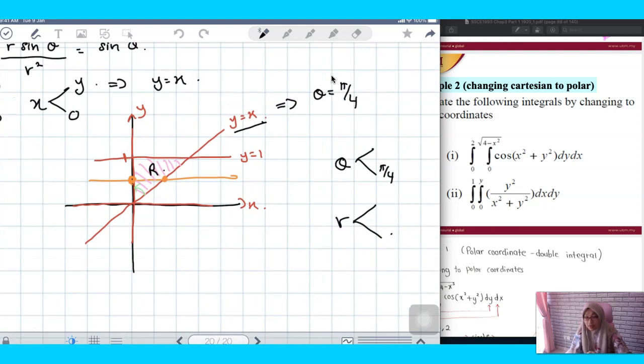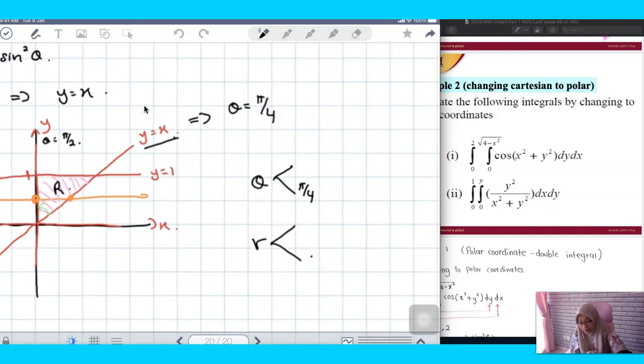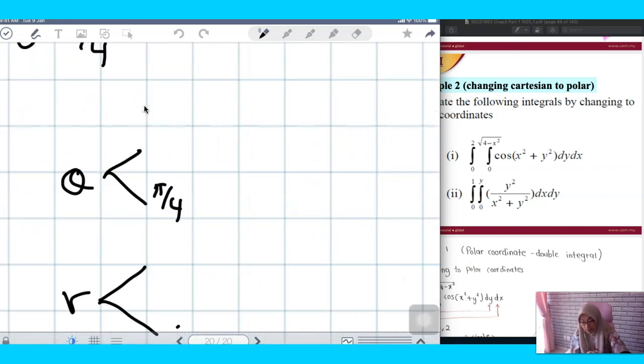And then from the region again, you can see that the highest theta belongs to this line. This line is, as it is positive, theta equal to pi over 2. So now you can say that your highest angle is pi over 2.